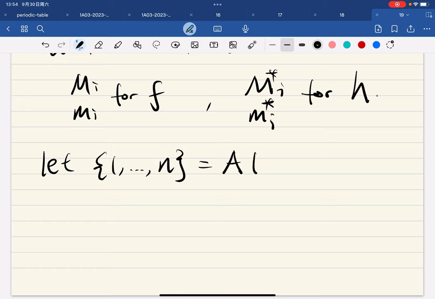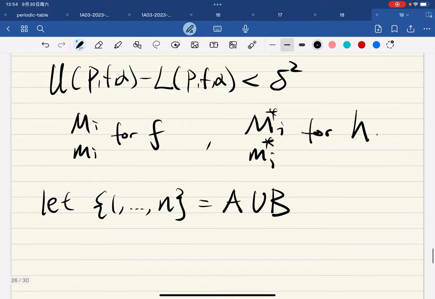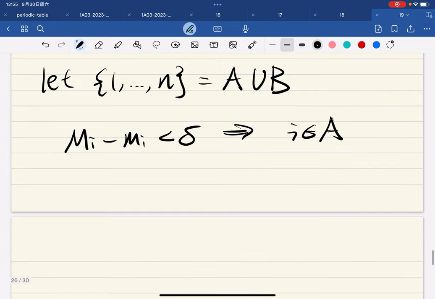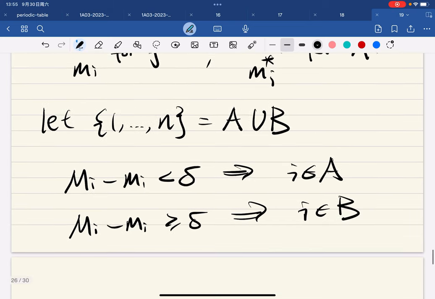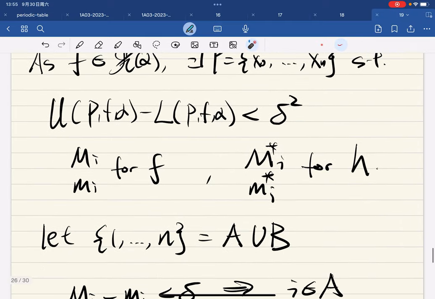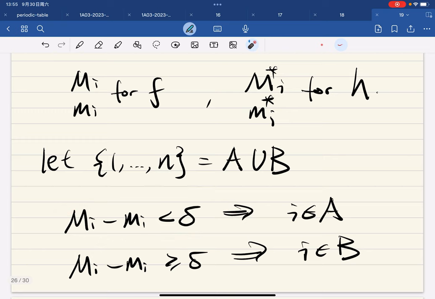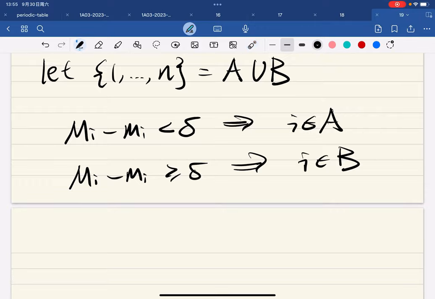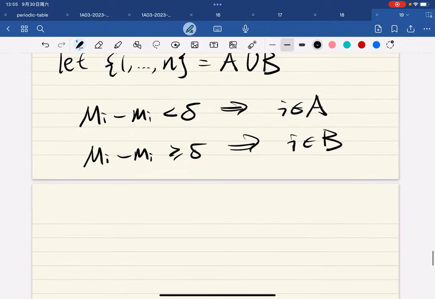equal to the union of two sets such that if this is less than delta, then we have i in A. Otherwise, we have i in B. Right? So for the partition, if the corresponding quantity is less than delta, then we have i in A, and otherwise i in B. A or B might be empty, but it's okay. It doesn't matter.